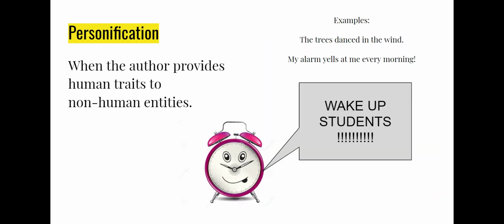Then we have personification. So personification is typically when the author provides human traits to non-human entities. So some examples would be, the trees danced in the wind. Now, we know that trees are non-human things. Granted, yes, they are considered living things, but they are non-human. And dancing is that human trait that we're giving to those trees. Because trees physically can't dance, but the way the wind blows and they sway back and forth, it appears that they're dancing. Or my alarm yells at me every morning. The alarm being our non-human thing, yelling being that human action that's being given to them.